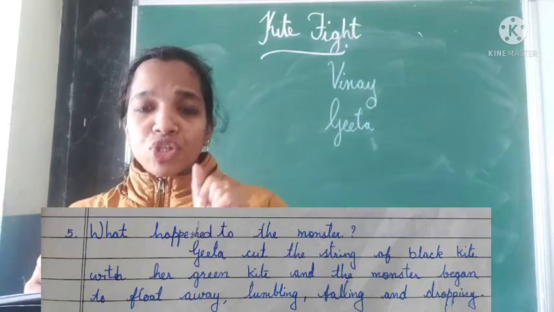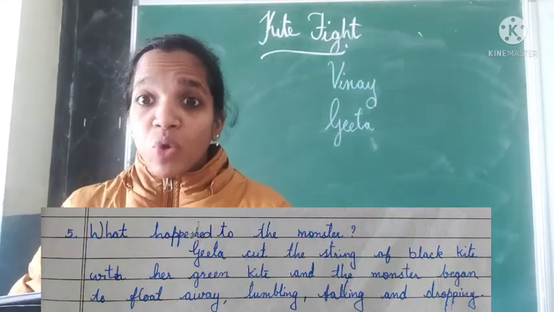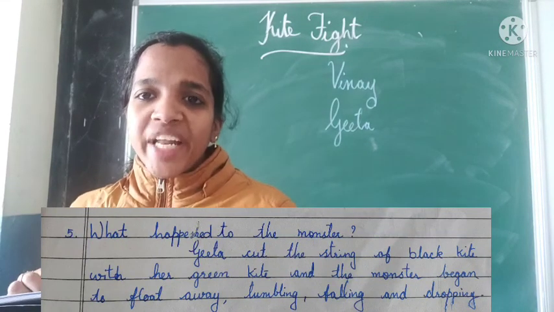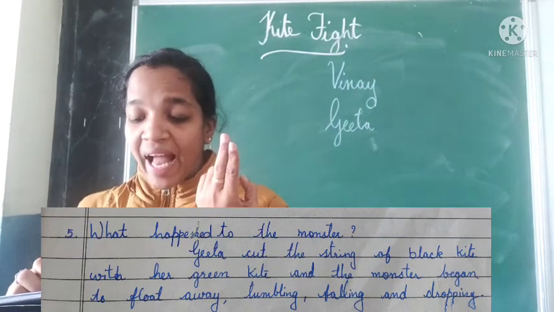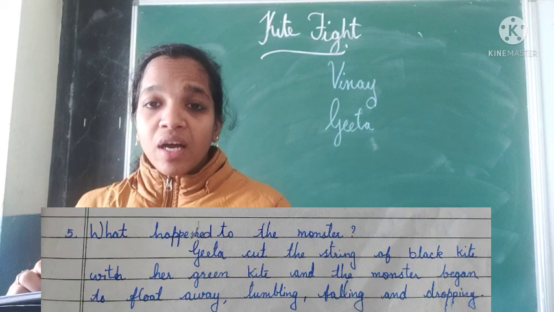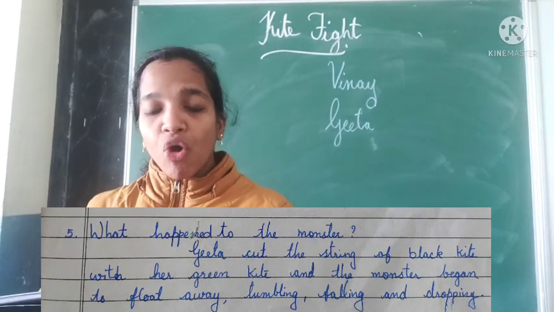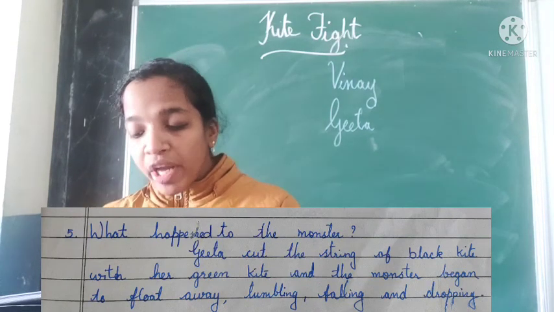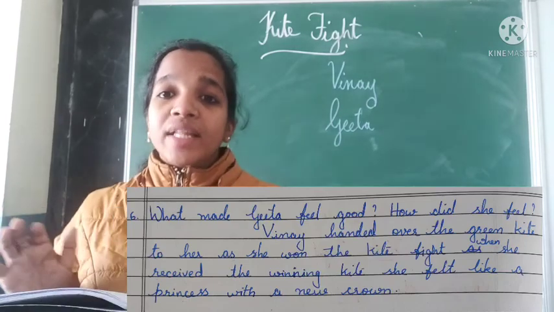And look at the fifth question. What happened to the monster? What happened to that black kite? Geeta cut the string of the black kite with her green kite, and the monster began to fall away, tumbling, falling and dropping. It comes down.